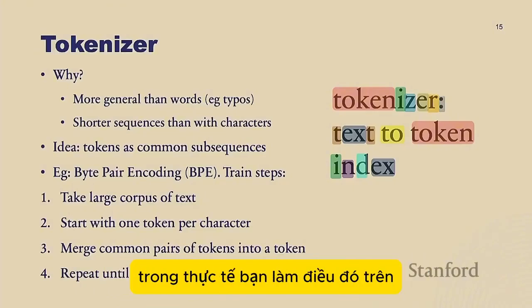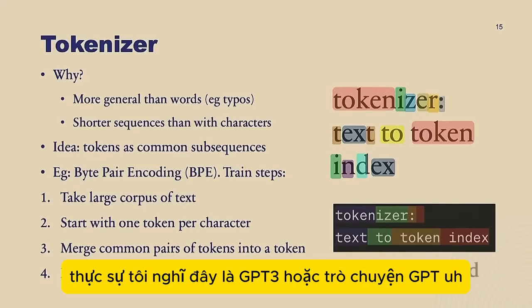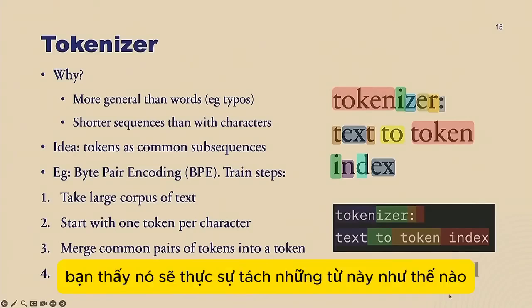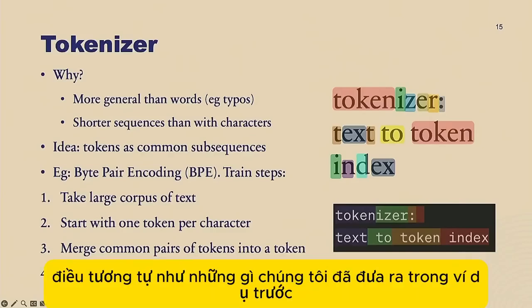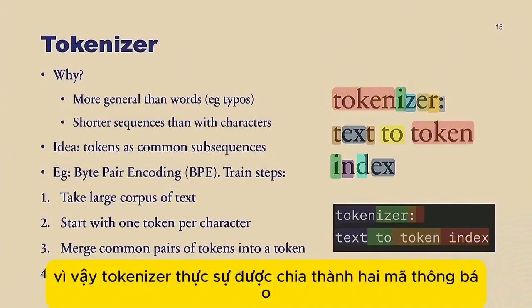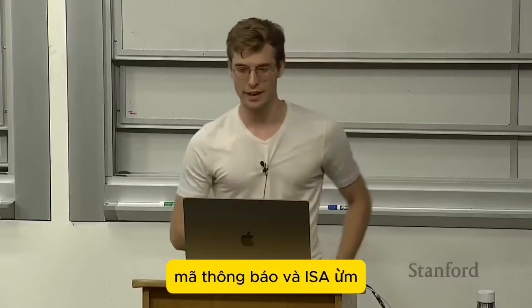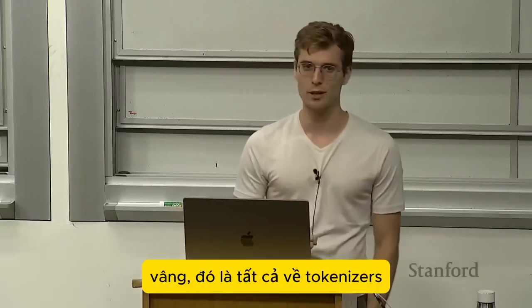In reality, you do it on much larger corpuses of text, and this is the real tokenizer of, I think, GPT-3 or ChatGPT, and here you see how it would actually separate these words. So basically, you see the same thing as what we gave in the previous example. Token becomes its own token. So tokenizer is actually split up into 2 tokens, token and izer. So yeah, that's all about tokenizers.